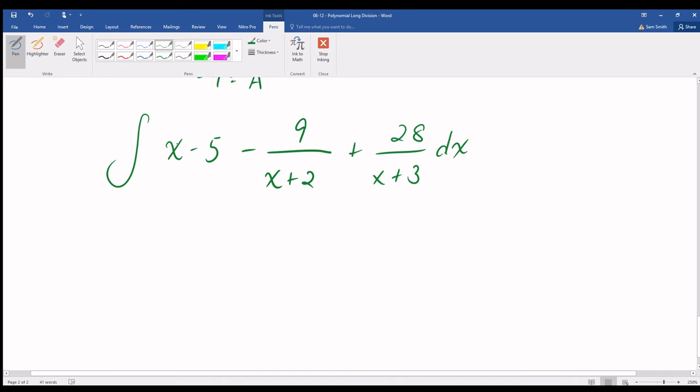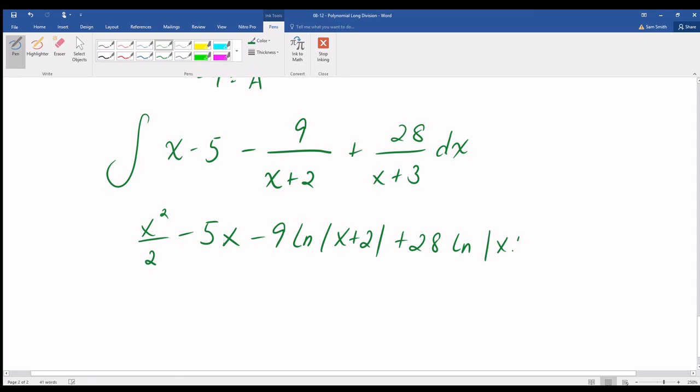The integral of x is x squared over 2. The integral of 5 is 5x. The integral of 9 over (x plus 2) is 9 natural log, absolute value of x plus 2. The integral of 28 over (x plus 3) is 28 natural log, absolute value of x plus 3. And of course, the cherry on top, don't forget your arbitrary constant.